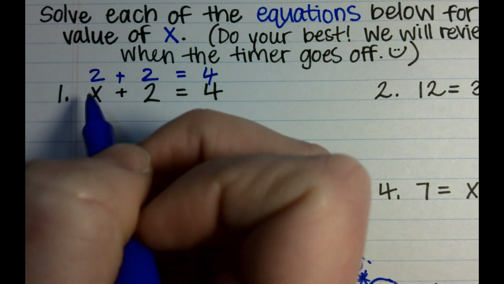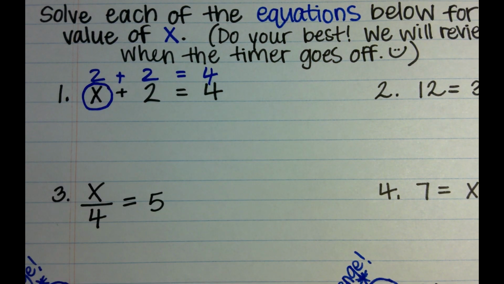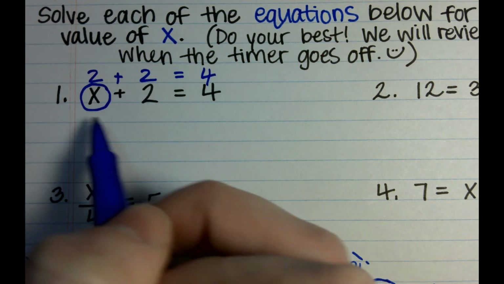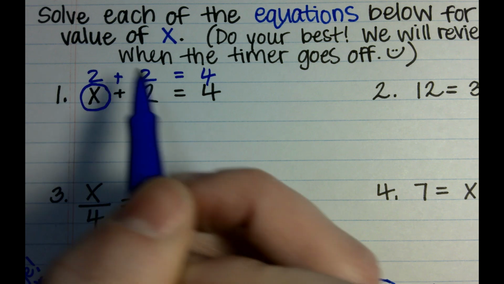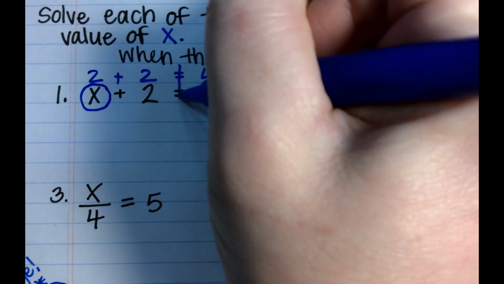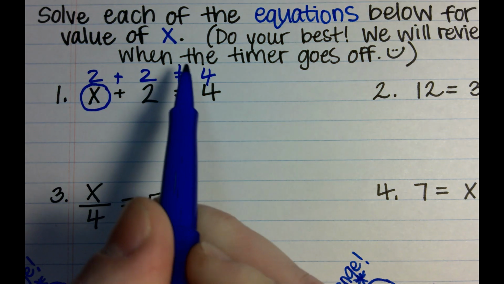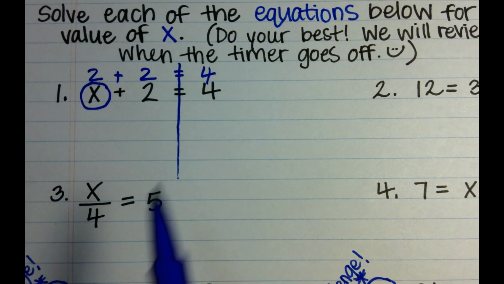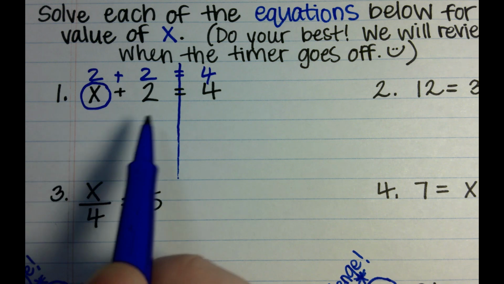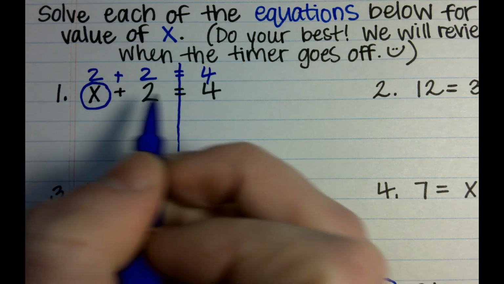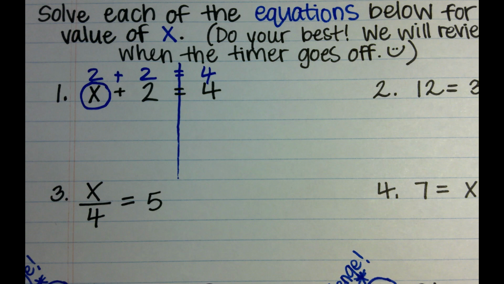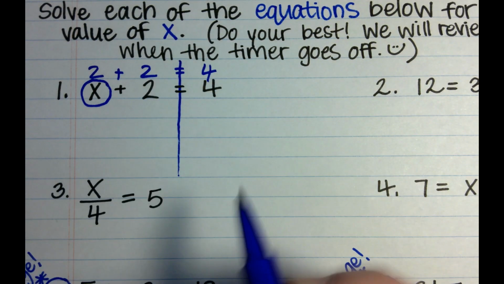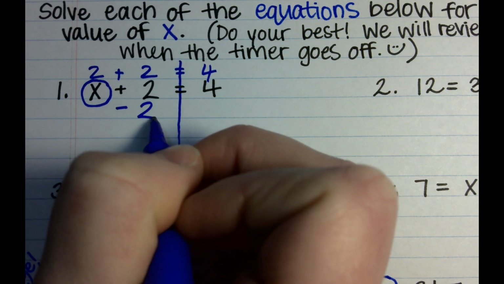Whenever we are trying to solve for x, for that missing number, we want to get rid of everything on this side of the equal sign that is not x. So I'm going to split this in half. That equal sign is the divider. We have the left side and we have the right side. So if I have x plus 2, to get rid of plus 2, what would we do? Subtract 2. We always want to do the opposite. So instead of plus 2, I'm going to write minus 2.